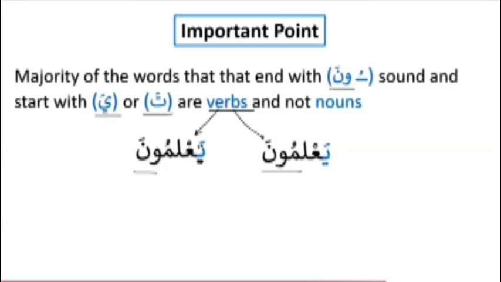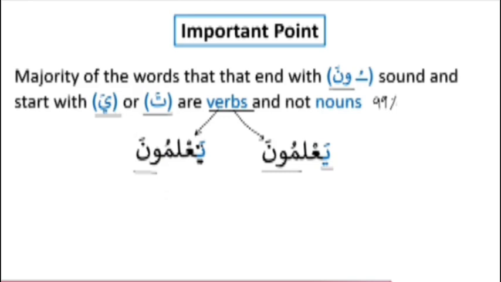And let me tell you, 99% of the words that have the una sound and start with ya or ta are verbs. So ya'lamuna and ta'lamuna are what? Are they nouns or verbs? They are verbs. Yeah. So this one, ya'lamuna, starts with ya.